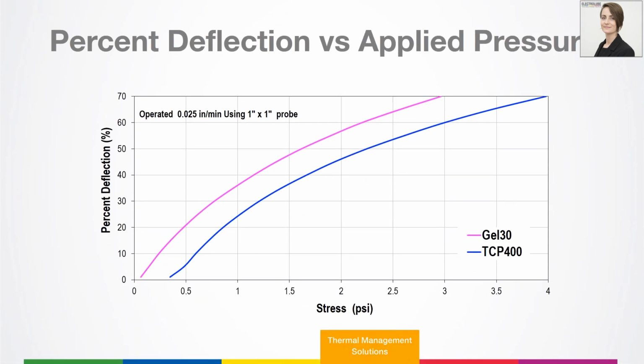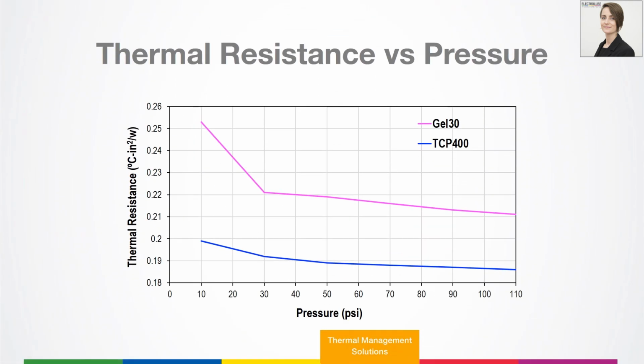Just have a little look at the deflection versus the applied pressure here. What you tend to find is that you have a higher deflection force for materials of higher thermal conductivity. And that's a lower thermal resistance due to the higher concentration of thermal fillers. So TCP 400 had a slightly higher thermal conductivity than Gel 30. So you do need to apply a little bit more pressure, more deflection force, but overall you're getting much better performance when you look at the thermal resistance versus pressure.